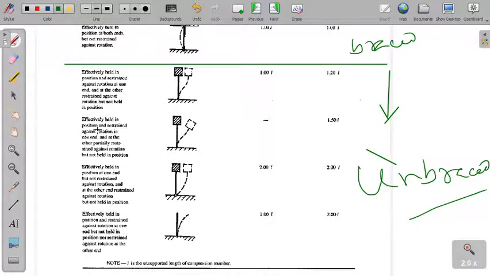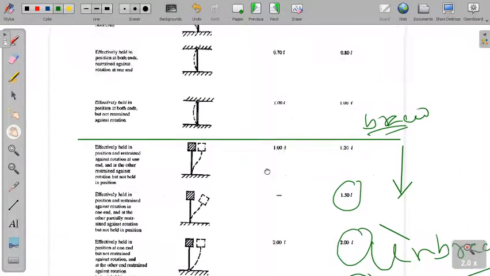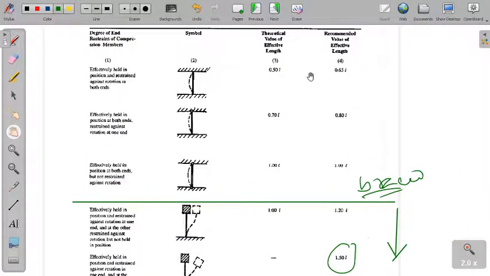Then effectively held in position and restrained against rotation at one end, and at the other end partially restrained against rotation. See, in all these cases the values are coming more than 1. Okay, it can go up to infinity. So when these values are more than 1 and can go up to infinity, these are called unbraced against sideway, and these are called braced against sideway. So for our design and calculation purposes, we need to know this value. In some cases, without knowing this value, just knowing whether it is braced or unbraced, we can still solve some problems. But in many problems we need to know this value.